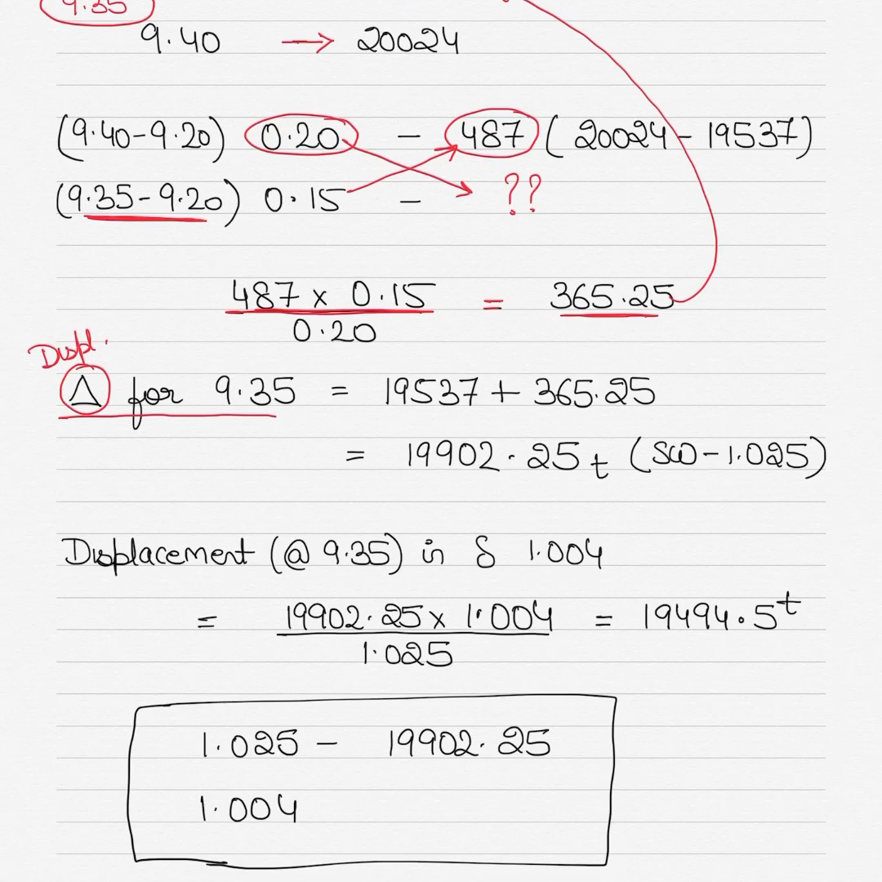For 9.35 meters, you will be adding it to the displacement of 9.2: 19537 plus 365.25, and it will give you a displacement of 19902.25 tons. This displacement is for a seawater density of 1.025. This is not the dock water density of 1.004.